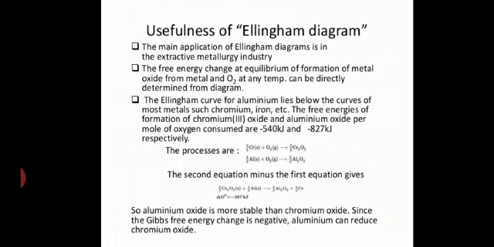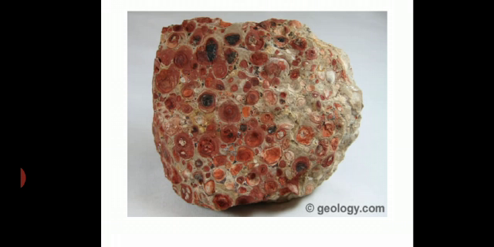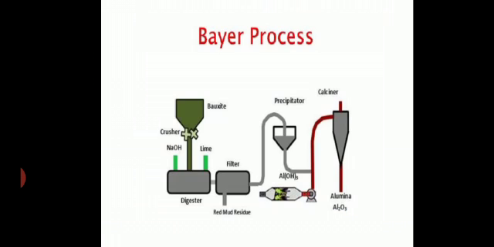Just now I've told you all these things about this particular Ellingham diagram. I hope you understood. Now the one which you can see here on the screen is bauxite. I have discussed with you how aluminium is extracted from bauxite. I'm showing you the picture of the bauxite ore. You can see a very beautiful picture of the bauxite ore. You might not have seen it earlier.